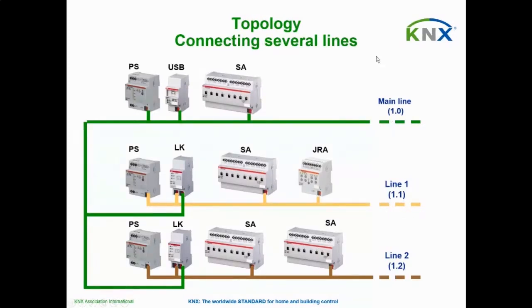Typically, when we have several lines in a project, the switchboard gear will be laid out something like this. And you'll have a main line, line 1, line 2, etc. That's just a typical network layout, and typically what you'll see in switchboards throughout the place.